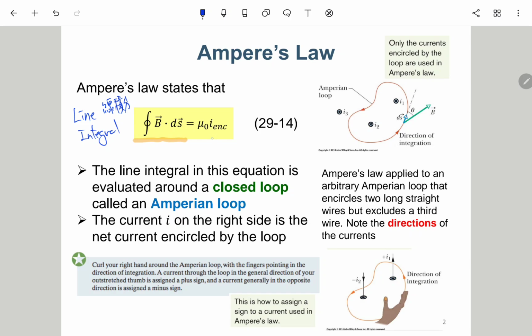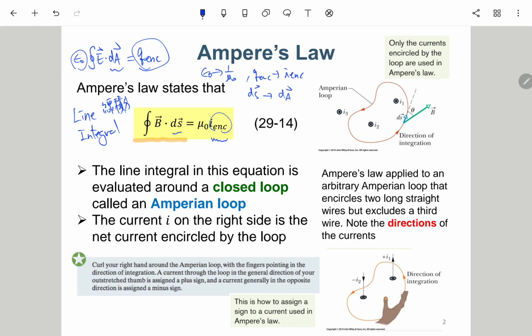The format is somehow similar to the Gauss law. For the Gauss law, it is like integration of E dot dA. Although that is a surface integral, this is a line integral. Here we have epsilon naught equals Q enclosed, which means we change this Q enclosed to I enclosed, and then change epsilon naught to 1 over mu naught. So 1 over mu naught on the left hand side will be mu naught on the right hand side. So they are somehow similar.